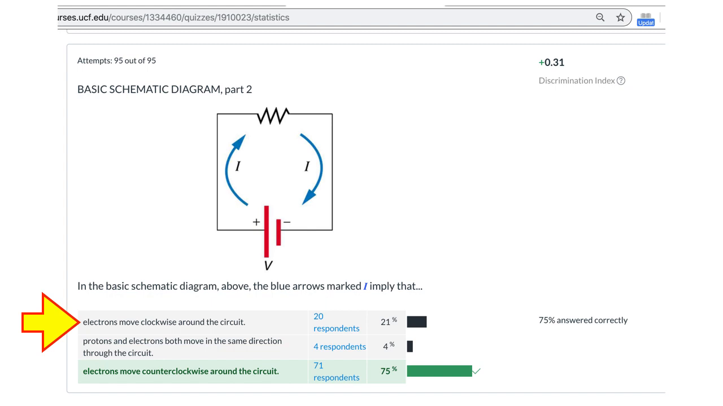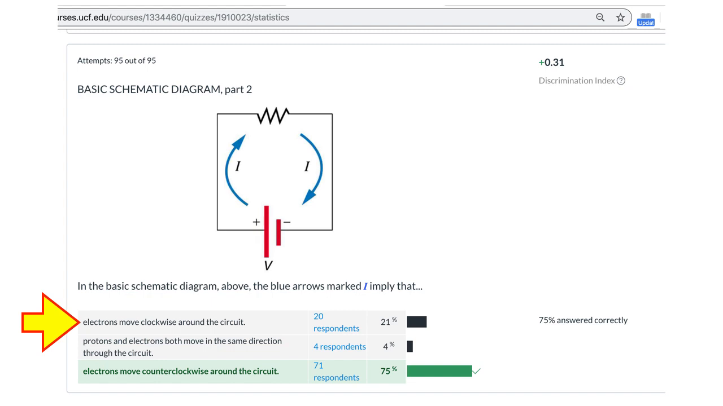And if you're one of the people that answered protons and electrons both move in the same direction, that to me, you got caught napping on that. Nobody should have gotten that one. The other one, yeah, I can maybe see somebody making an honest mistake about that, but all right.